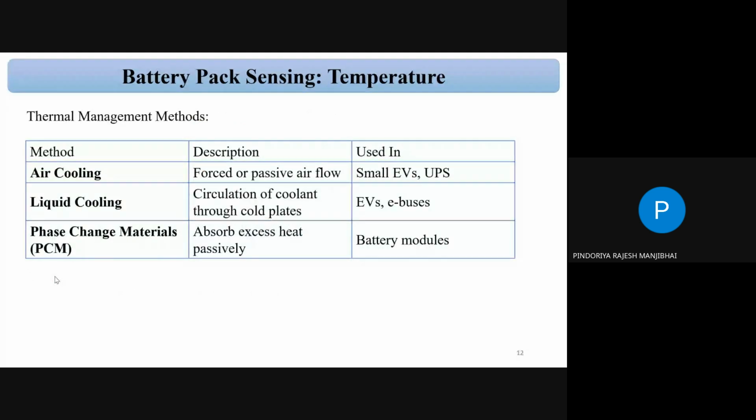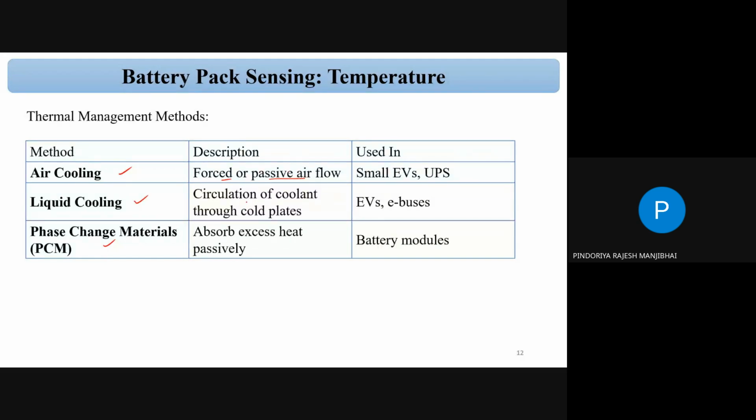In summary, the thermal management methods are air cooling, liquid cooling, and phase change material. Air cooling is forced or passive airflow, so we have to flow the air. So that is air cooling.